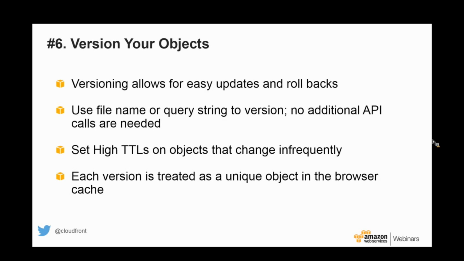So if you set a high TTL, which is one of the things I talked about, but your object has changed, versioning is a great way for you to be able to update that object at your intermediary caches, at the edge cache, as well as in the browser. So you can use a file name or a query string to version your object. You don't need to make any additional API calls, and still continue to have high TTL set on your object. Each version, whether the versioning is done via a file name or a query string, is treated as a unique object in the browser cache as well as in the edge cache.